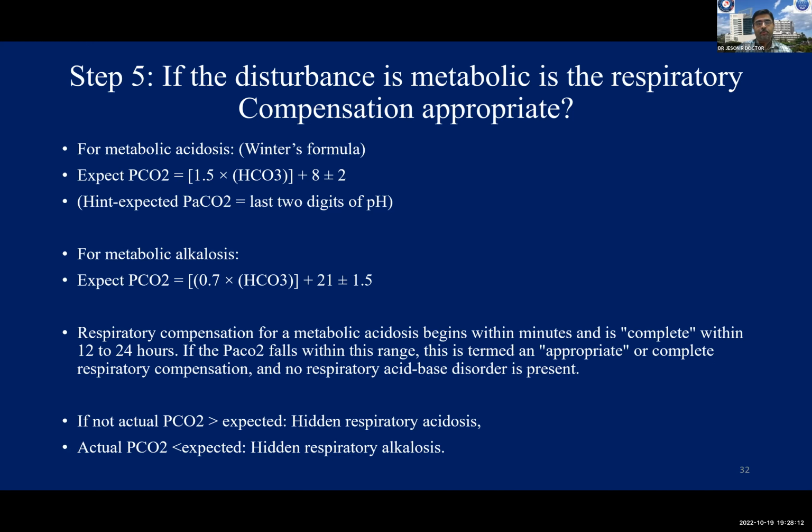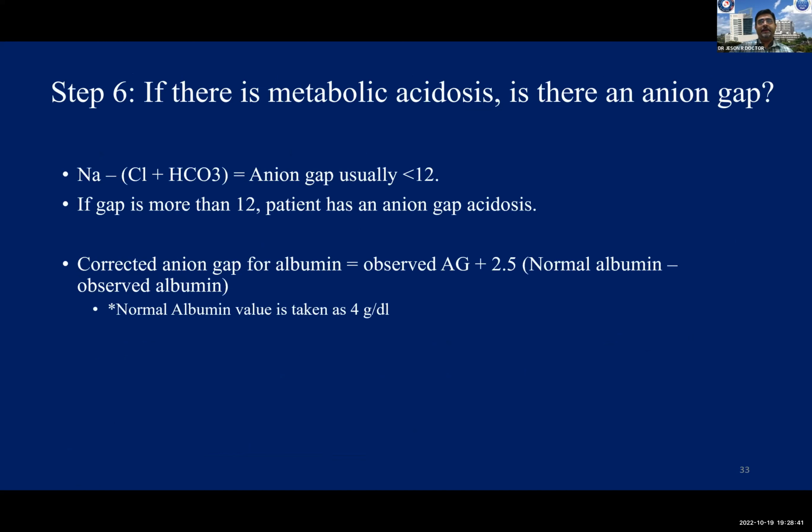I'm sorry, there are a lot of formulae, but if you want to crack your ABG, you have to know these formulae by heart. There is no other solution to this. If the actual PCO2 is more than the expected PCO2, there is a hidden respiratory acidosis. And if the actual PCO2 is less than the expected, there is a hidden respiratory alkalosis. This is a bit confusing, but when I give you a case scenario, I'll make it clearer. After finding out whether the respiratory compensation is adequate or not, you move to step 6 and calculate the anion gap.